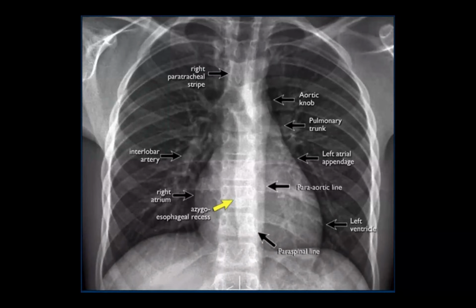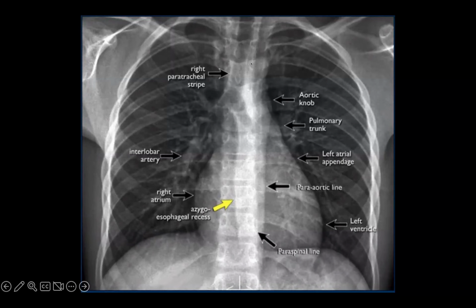They're basically nothing but an interface of an air-filled lung tissue and an adjacent soft tissue. And the difference in the attenuation between these two densities gives you that line or stripe. So, for example, the paratracheal stripe, described with this black arrow here, is nothing but the interface between the air-filled medial aspect of the right upper lobe and the wall of the right trachea and the adjacent fat in the mediastinum. That produces this line.